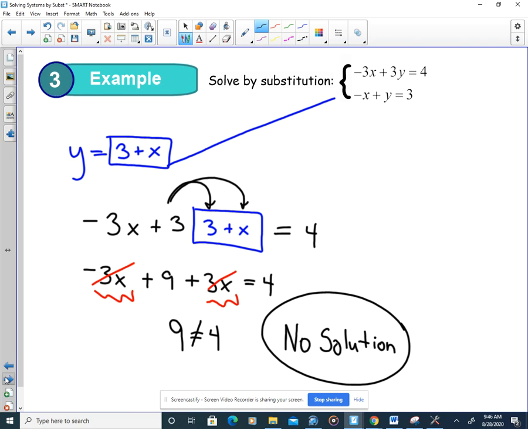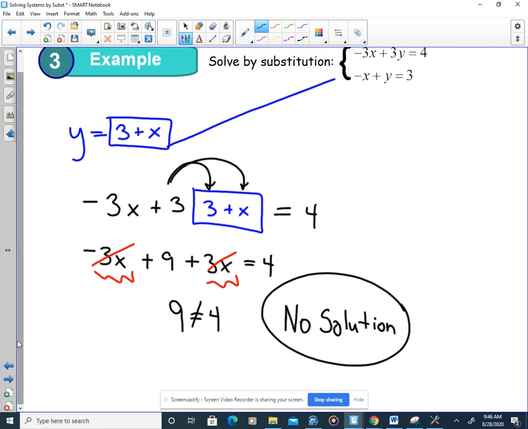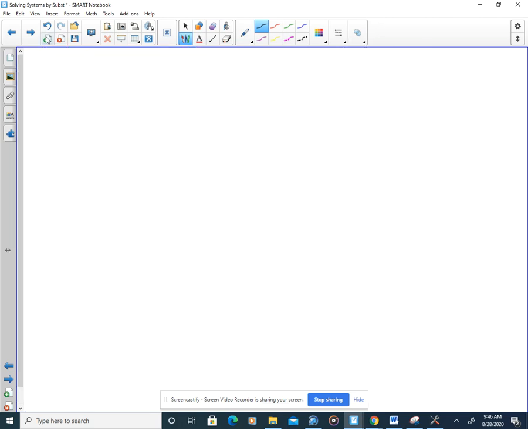If we would have worked it out and got an answer like 9 equals 9, then this is the other special case. This is the infinitely many solutions. And that's where you graph them and they're the same line. So they're intersecting an infinite number of times.